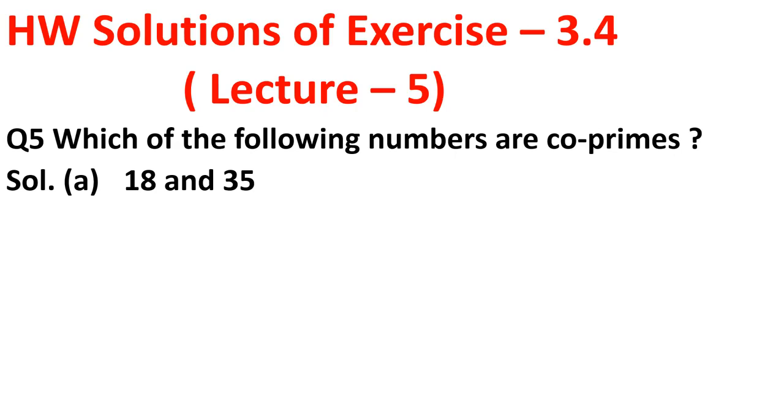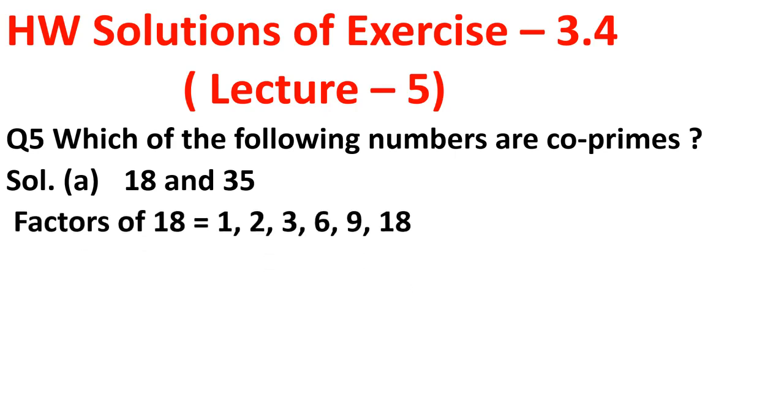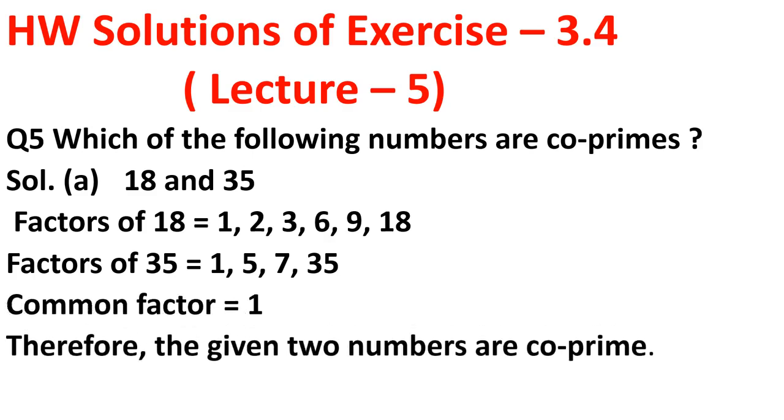18 and 35. Find out the factors of 18: 1, 2, 3, 6, 9 and 18. Factors of 35: 1, 5, 7 and 35. Now see which factor is common in both. You can see only 1 is common. So the given numbers are co-prime numbers.